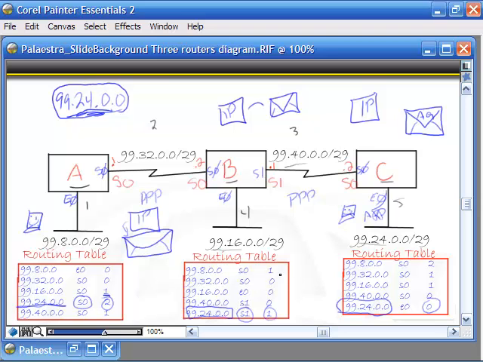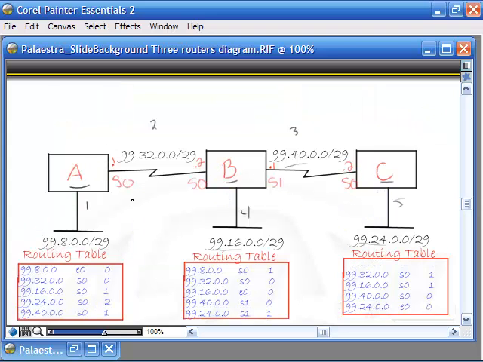Let's take a look at a scenario where maybe some of the routing tables are populated, but not all of the routing tables are populated. I've cleaned up my slide yet again, and I've made a change here to the routing tables. All the routing tables are populated for A and B, but router C does not have 99.8.0.0. It doesn't have this subnet in it over here.